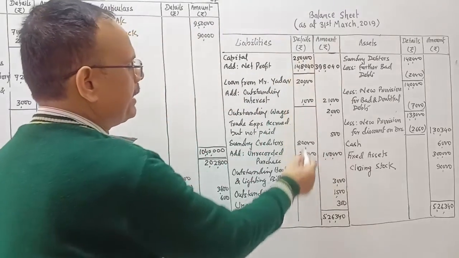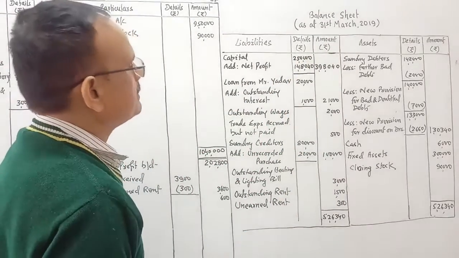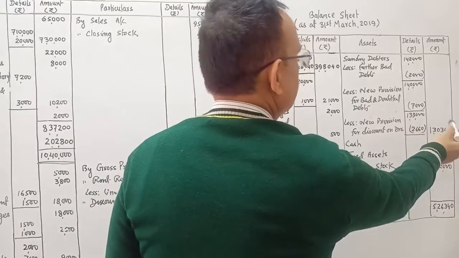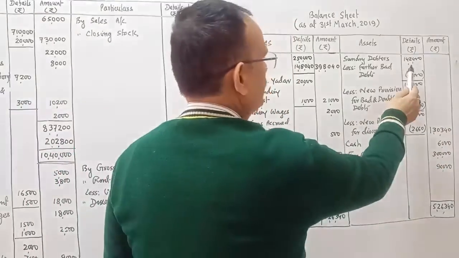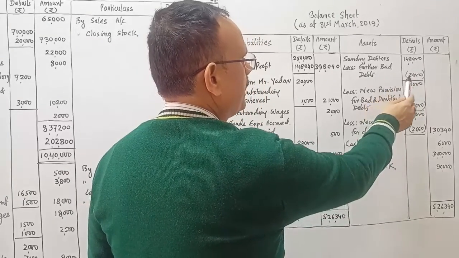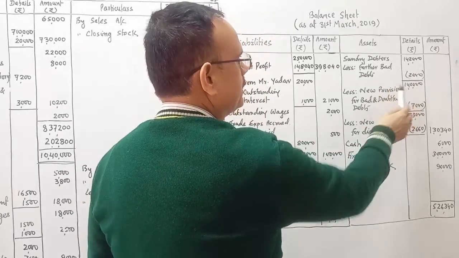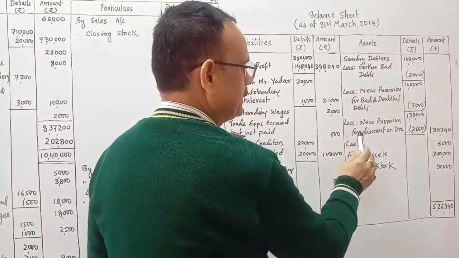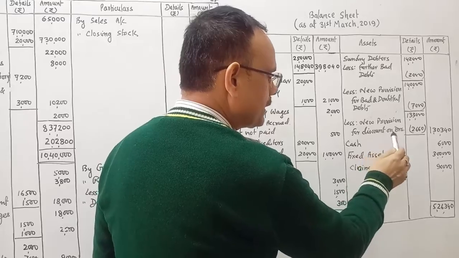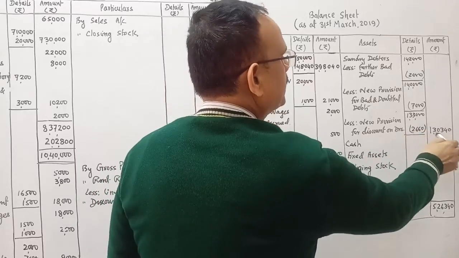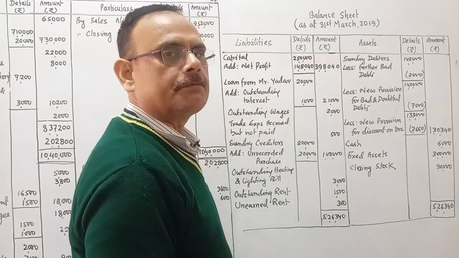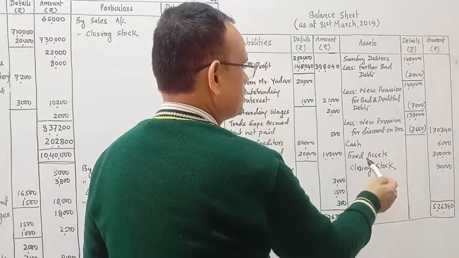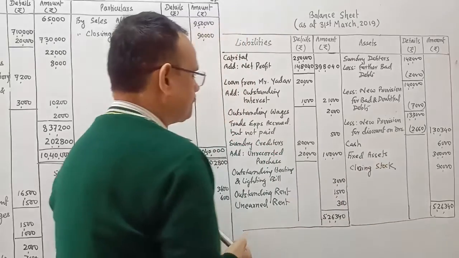This line is for detail for addition and subtractions. This is for detail, and the final amount we will write on this side. So debtors is 1,42,000. Out of that further bad debts is 2,000. So we will deduct it. Thereafter we will deduct the new provision for bad and doubtful debts. Thereafter we will deduct the new provision for discount on debtors. So this is the final amount which we will receive from the debtors, the realizable amount. So cash is this much, fixed assets, closing stock.